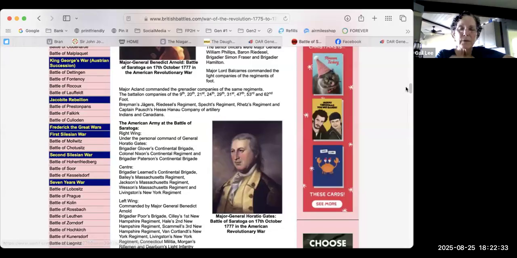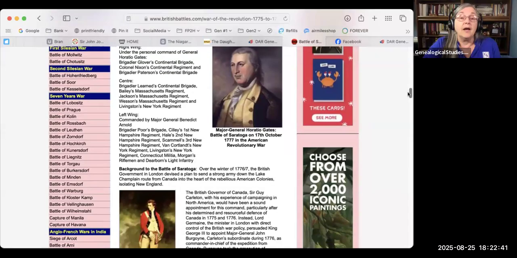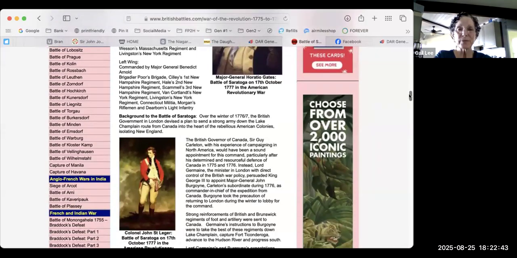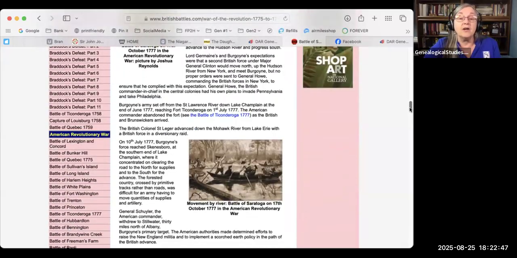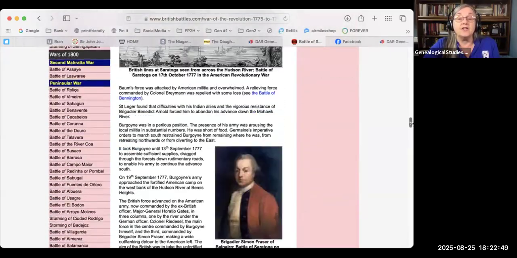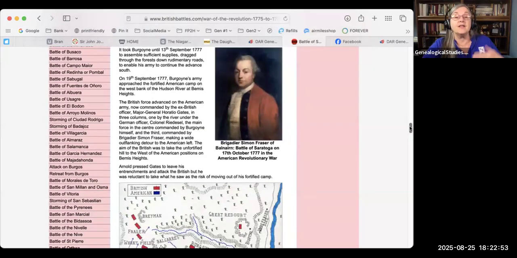Right. Okay. Cool. It also gives the American side, because it's not impossible that you had ancestors on both sides. Oh yeah. And then it gives all of their regiments that were on the American side and their stats as well, to show how they fared. And then at the end is a summary.